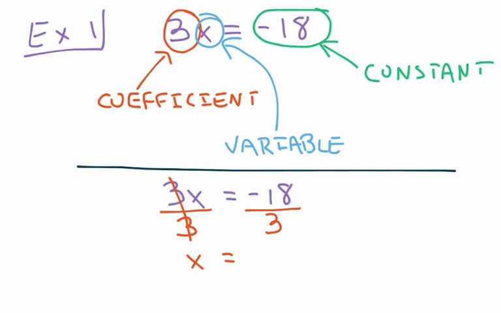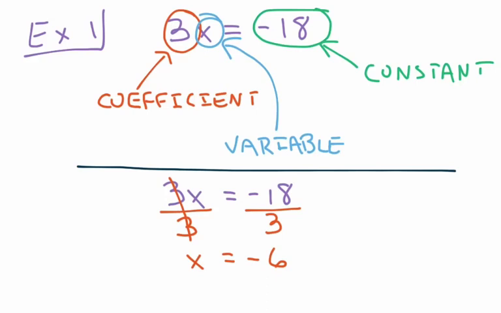So now, on the right side, I have negative 18 divided by 3. Well, one negative sign, I'll bring that down. 18 divided by 3 is going to give me 6. So my answer for this problem, which I'm sure many of you were able to see right away, is x equals negative 6. So all that we have to do to show our work for this problem is show that we're dividing both sides by 3.